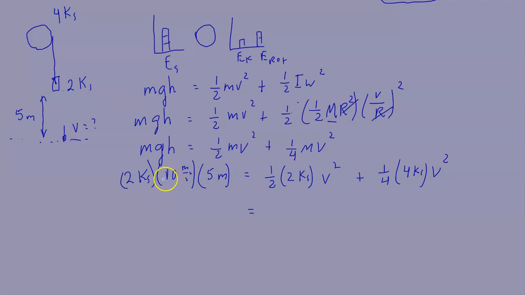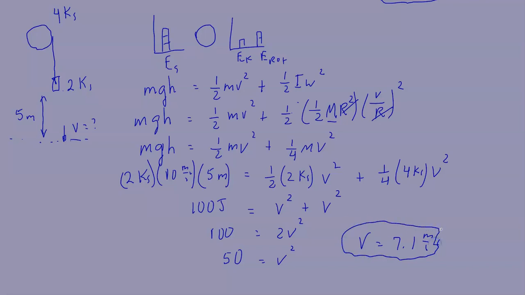All right, let's go to work. So this is going to be, what's that, 100? 20 times 5 is 100. 100 joules. This is going to be just v squared. This is going to be just v squared as well. So we get 2 v squared equals 100. And v squared is 50. Oh, I'm happy. It works out. So v comes out to be about 7.1 meters per second.